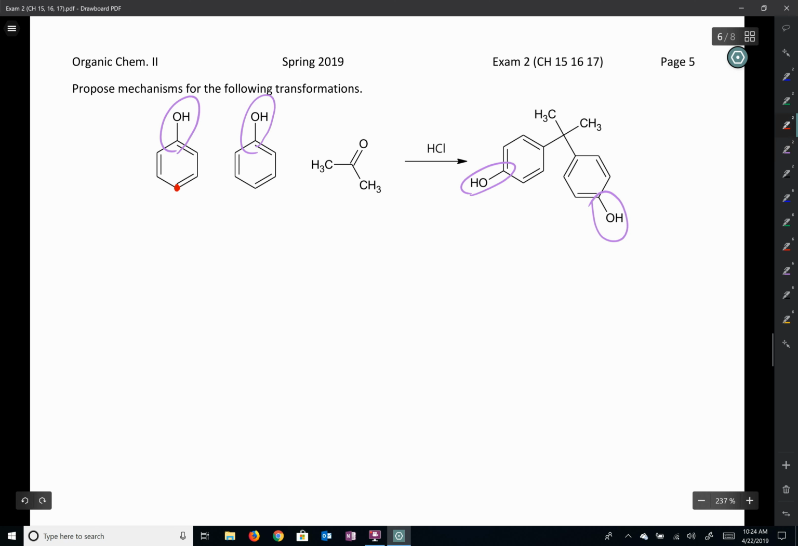Well, the point is that we know that we're going to have to add something to the para position of those phenols there, right? And say, oh, okay, so we're adding something to an aromatic ring, that's an electrophilic aromatic substitution, right? These are activated rings. This is not going to be a nucleophilic aromatic substitution, right? This is going to be electrophilic aromatic substitution.